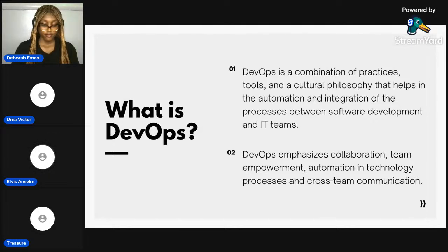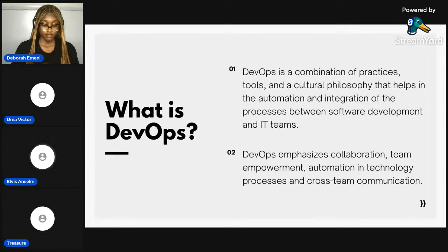DevOps is a combination of practices and tools, including cultural philosophy that helps in the automation and integration of processes between the different stages of software development and IT teams. So between the developers and the IT maintenance team, all of the process between software development and IT teams, like it's said here already.